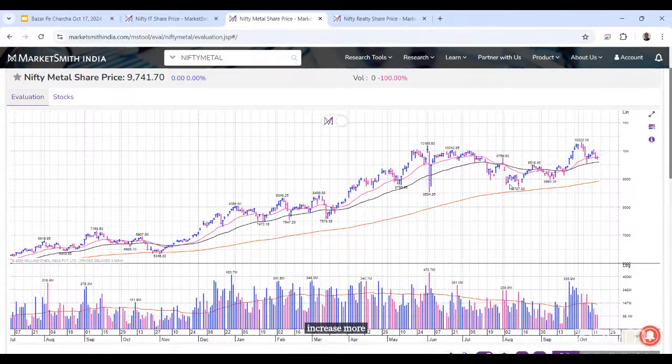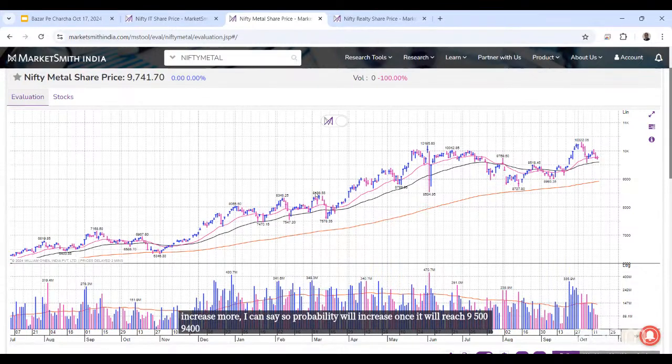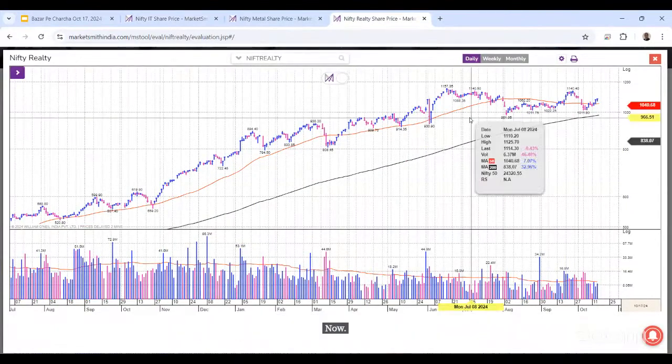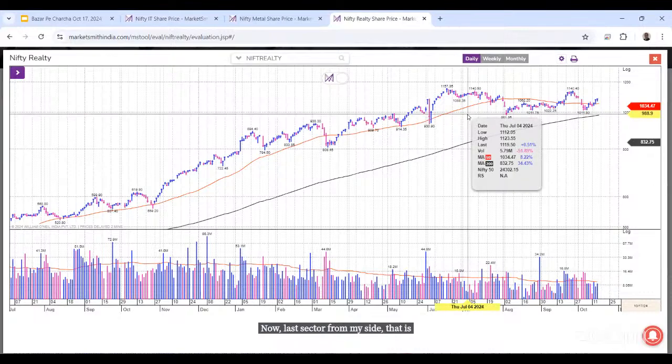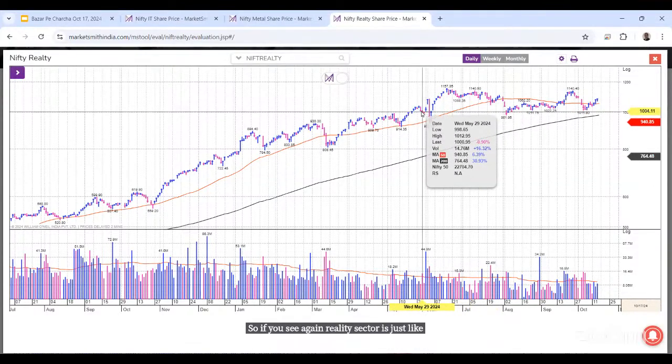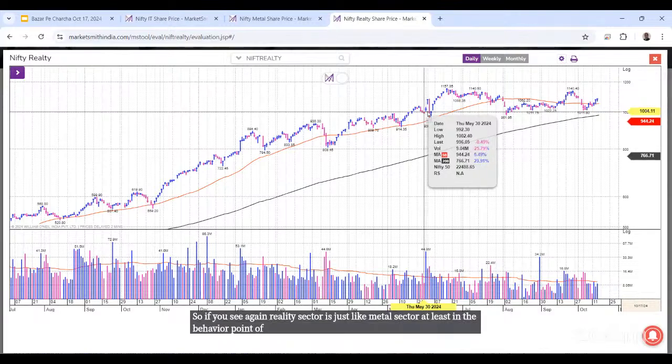So probability will increase once it reaches the 9,500, 9,400 level in the metal index. Now, the last sector from my side is the realty sector. If you see again, the realty sector is just like the metal sector, at least from a market behavior point of view.